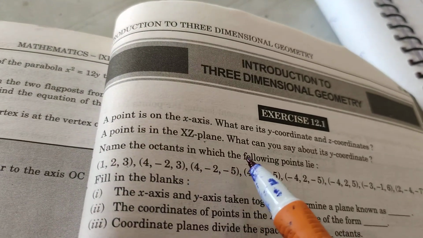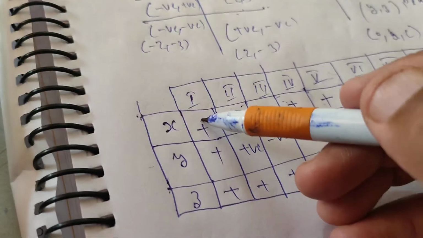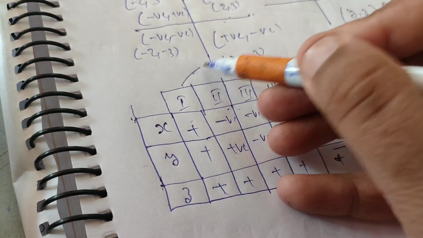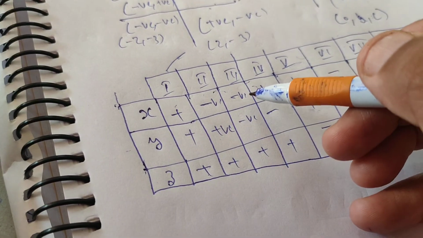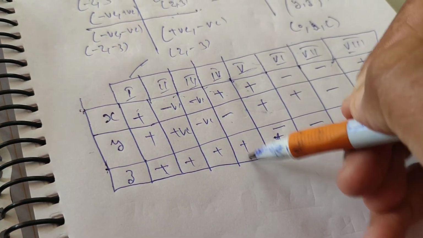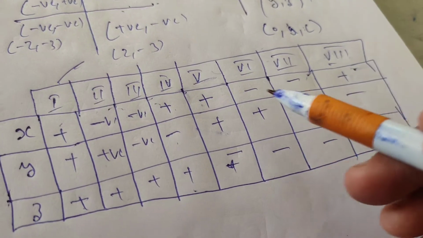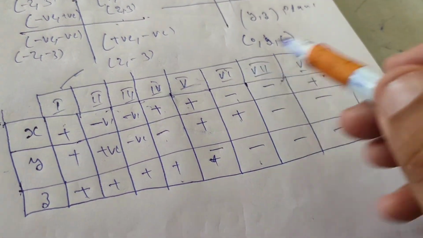Name the octant in which the following points lie. (1, 2, 3) means all positive: positive, positive, positive. So you say the point is in the first octant. (Positive, negative, positive), the point is in the fourth octant. (Negative, positive, negative), so the point is in the sixth octant. Do the question in that manner.